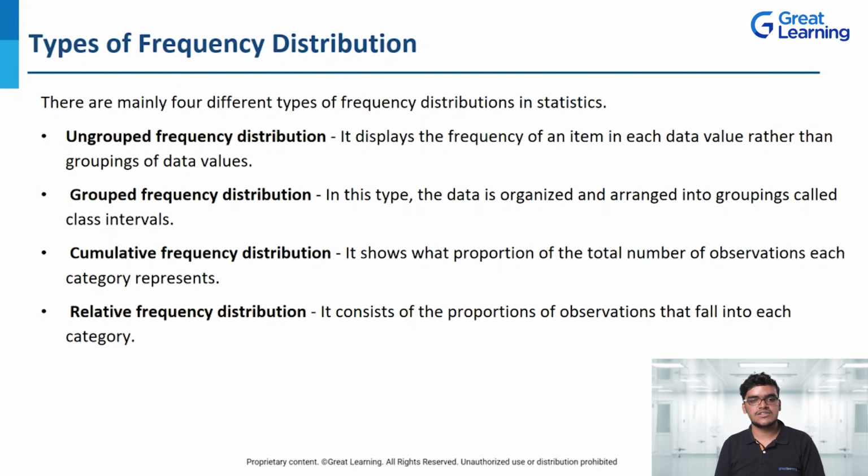After that, at last, we have the relative frequency distribution. Relative frequency is nothing but the frequency divided by the total number of frequencies. It gives you the proportions of observations that fall into each category. So this is the basic idea about the types of frequency distribution.